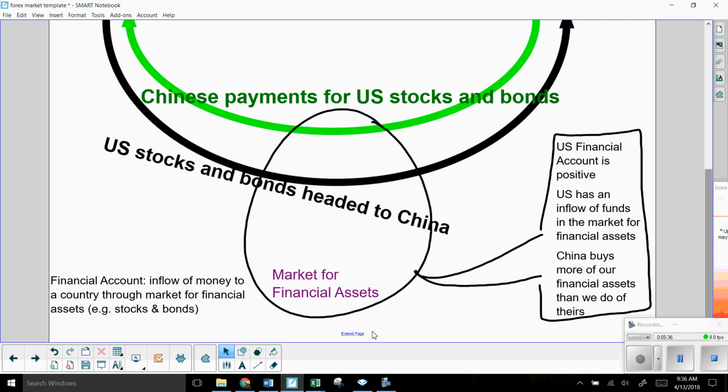Okay, panning down to the bottom part of the diagram here again, we can think a little bit about these big Chinese payments for U.S. stocks and bonds, and that means there's an inflow of money down here through the financial market. Well, what is that called? That's called the financial account, and that's money flowing into a country through the market for financial assets like stocks and bonds. And so what can we conclude from all that? U.S. has a financial account that's positive, and that means we have an inflow of funds to the bottom half of the diagram, and China buys more of our financial assets than we do of theirs.